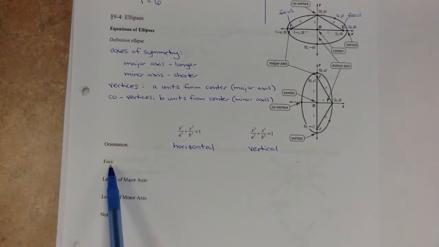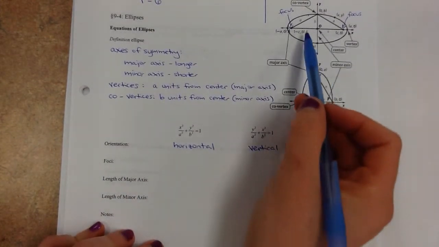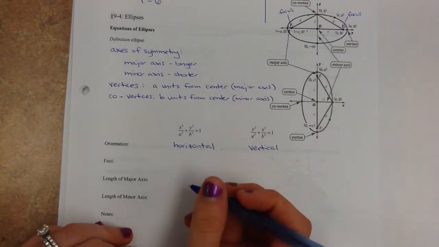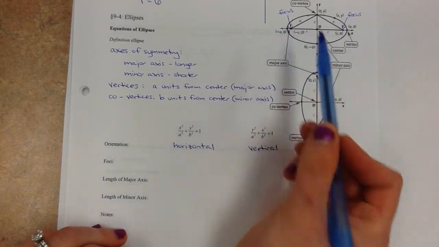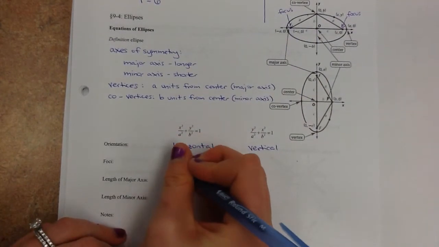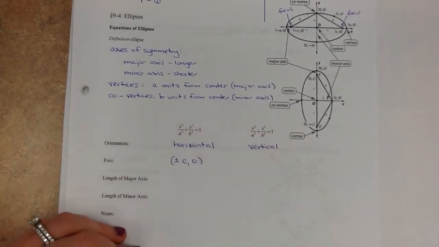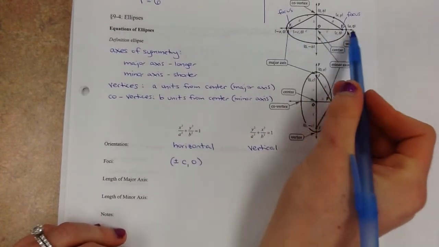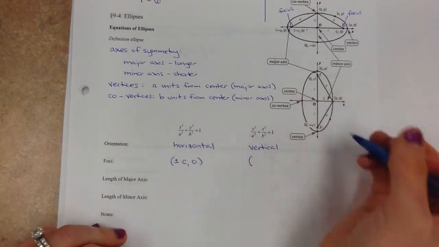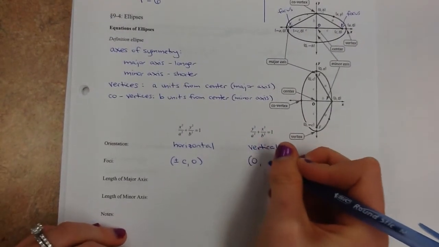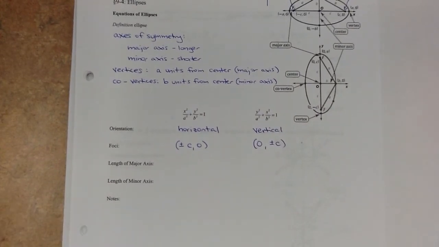Okay? Now the foci are labeled right on here. So on this horizontal one, you go c units. So now c is a different distance altogether. That's from the center to the focus. So your foci are plus or minus c, and then 0. So two different points: negative c, 0 and positive c, 0. And then on the vertical, we go up and down, so it's the y value that changes. So the x coordinate is 0. The y coordinate is either positive or negative c.